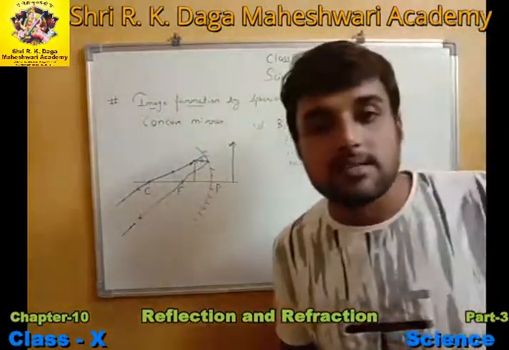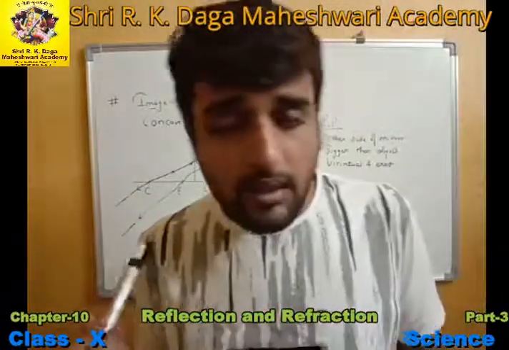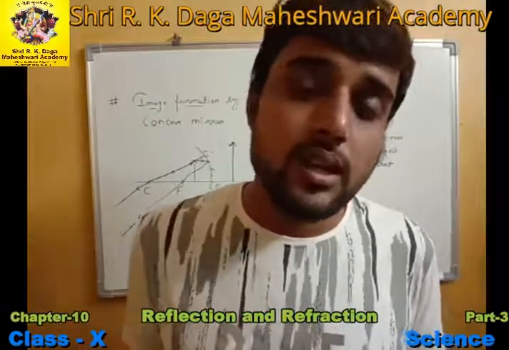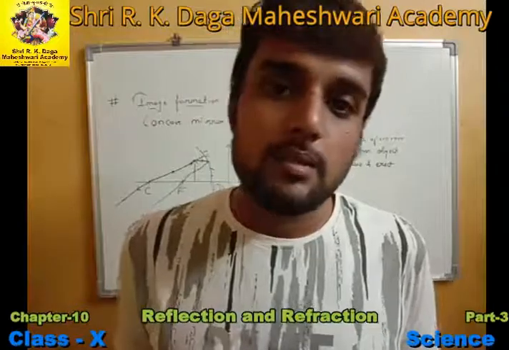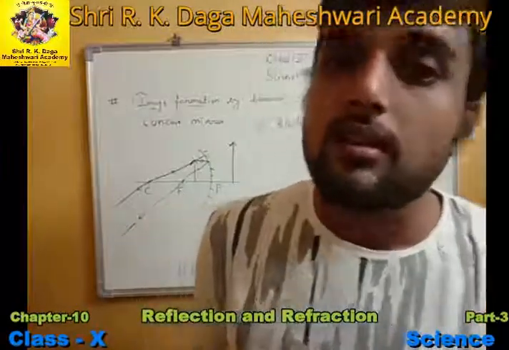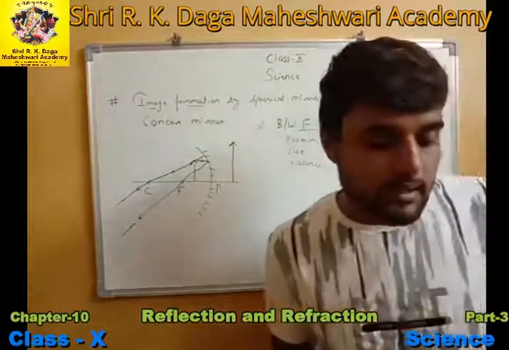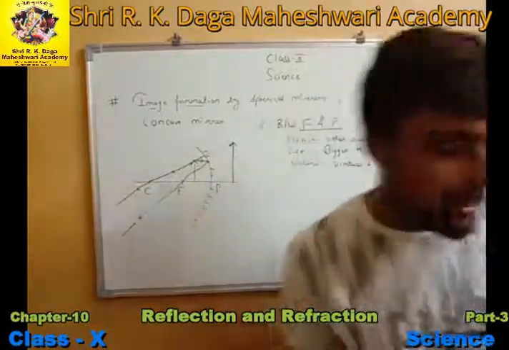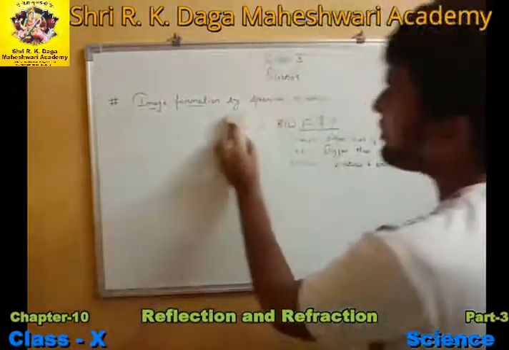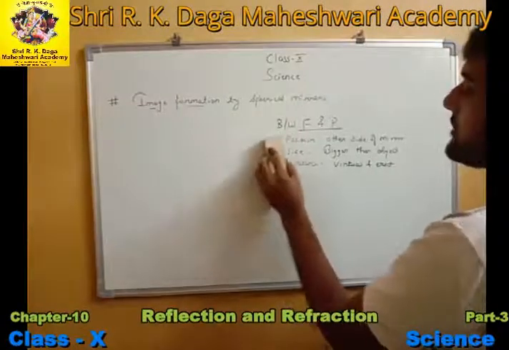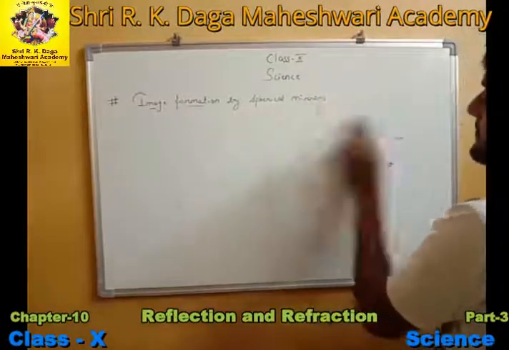There were the 6 cases, and at the 6 different positions of the object, what variations have come in the image, that we have already seen, right? Now there are 2 cases of convex mirror as well. This we are going to see. Now we are going to discuss the image formation in case of convex mirror.